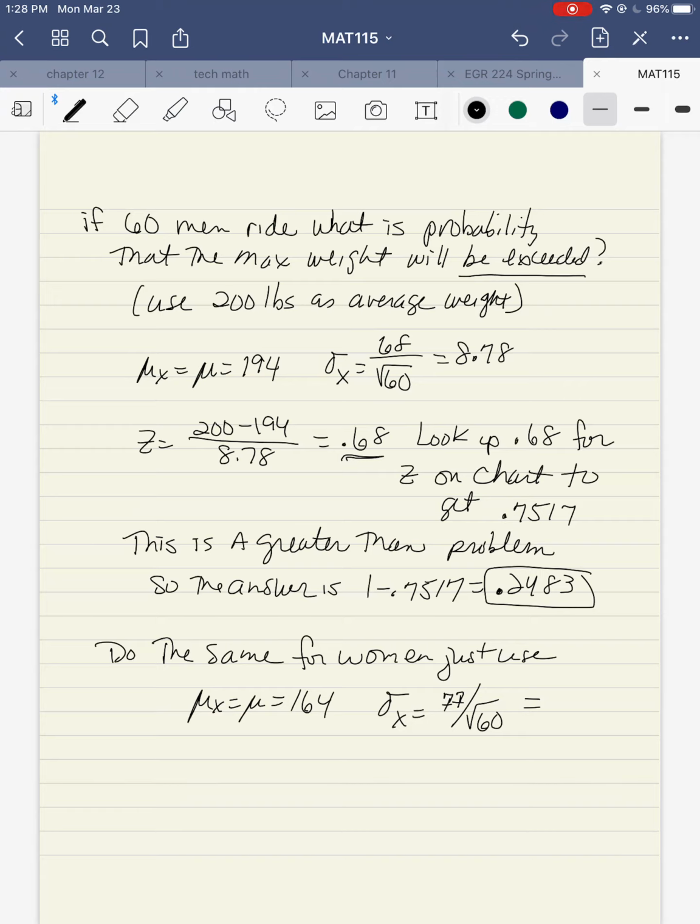Then they ask a problem for the women. You do the same exact calculation, but you use the women numbers. So the mean for the women was 164. Sigma x is going to be 77 divided by the square root of 60. When you do that out, the square root of 60 is about 7.746. So that comes out to 9.94. So you're going to be using those numbers, but the exact same calculations as above.